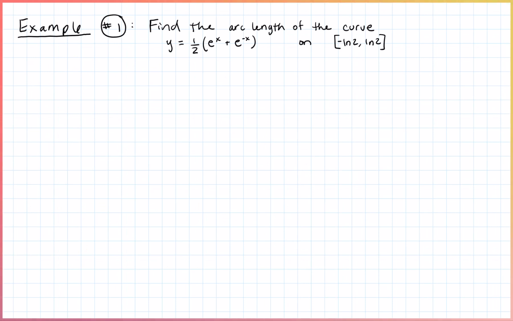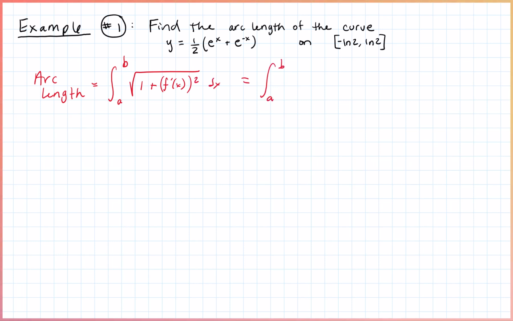If we wanted to find the arc length of this curve, it's a combination of exponential functions: y is 1/2 times e to the x plus e to the negative x on the interval from negative natural log of 2 to natural log of 2. Well, we're going to need our arc length formula. We know this is equal to the integral from a to b of the square root of 1 plus f prime of x quantity squared dx, or in Leibniz notation, dy dx, the derivative of y with respect to x, squared dx.